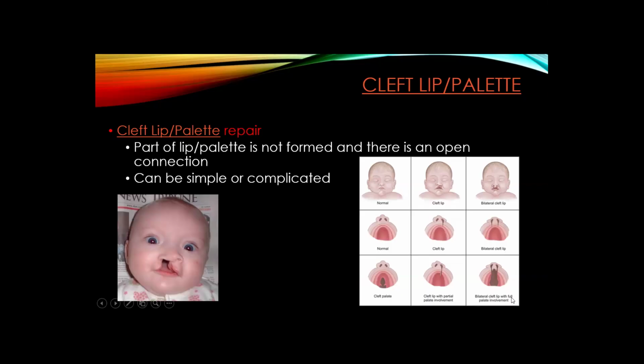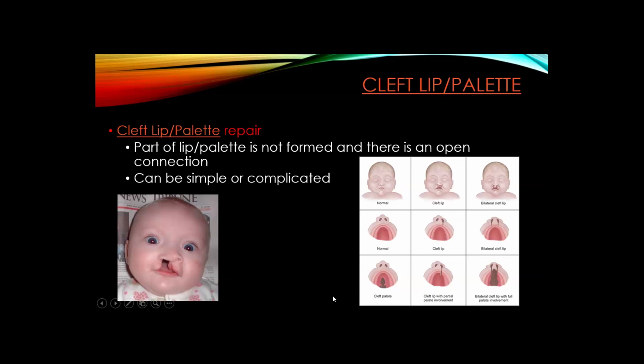Okay, bilateral cleft lip with full palate involvement. So there are just openings everywhere. This little table here kind of gives you an idea of here's normal, here's just a cleft lip, bilateral cleft lip. Okay, those can usually be surgically repaired, easy. Cleft palate, so there's just a hole in the upper palate. Okay, cleft lip with partial palate involvement, and then bilateral, which is extremely complicated.